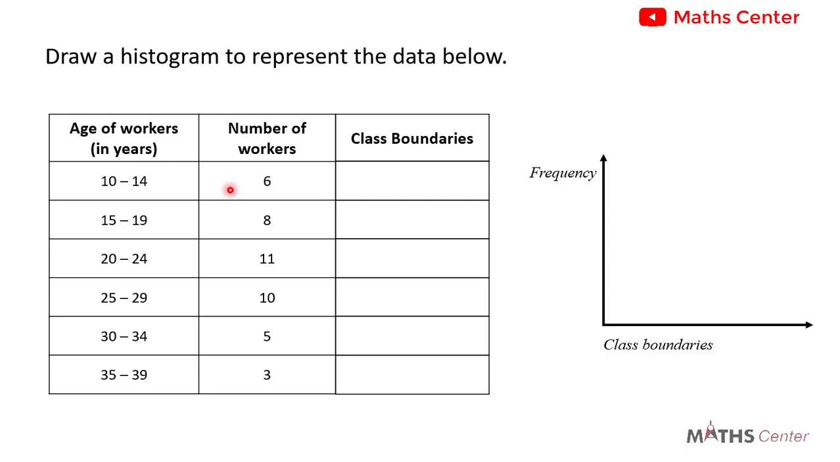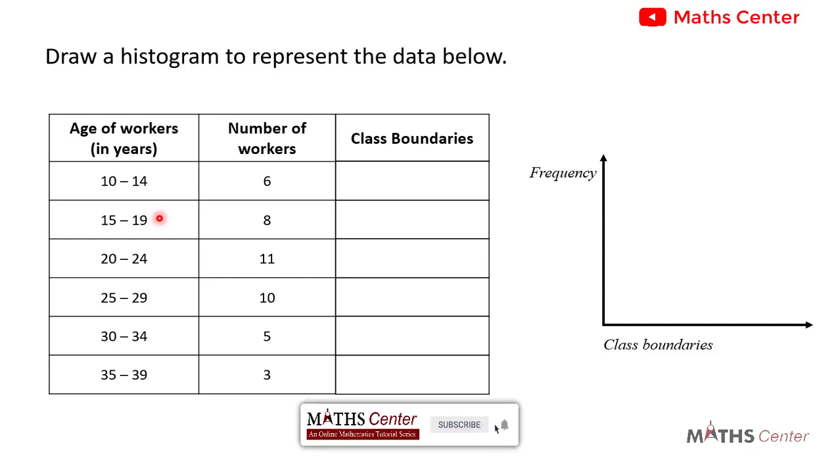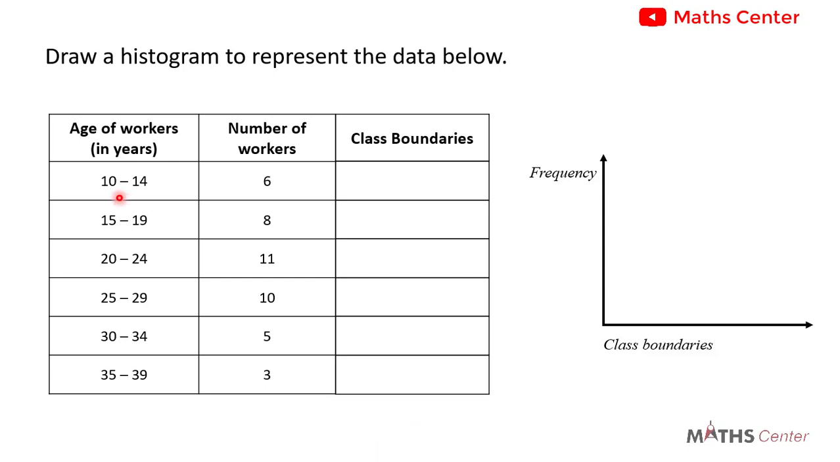We will now have to find the class boundaries for the different classes that we have. We have learned that to find the class boundaries, the first thing you have to do is to select two consecutive class intervals. That is, two class intervals that follow each other. So in this particular example, I'm going to select the second one and the third one. So 15 to 19 and 20 to 24.